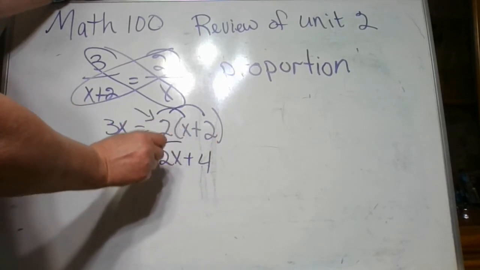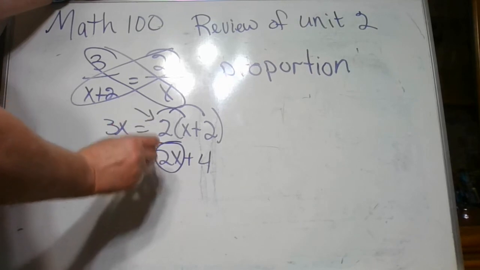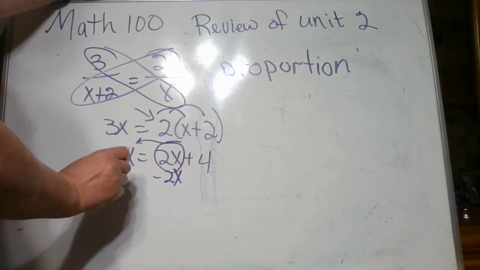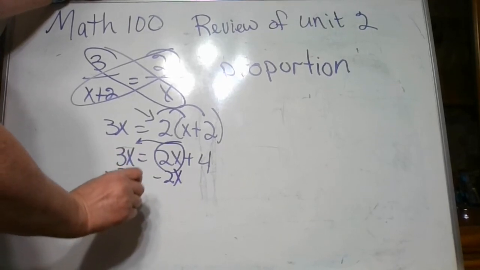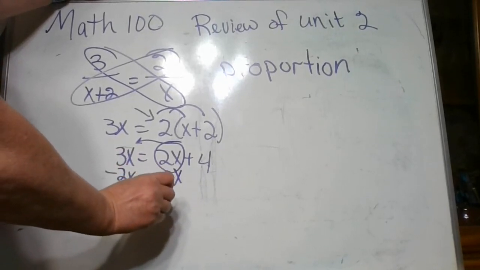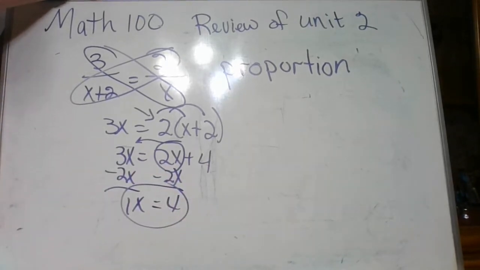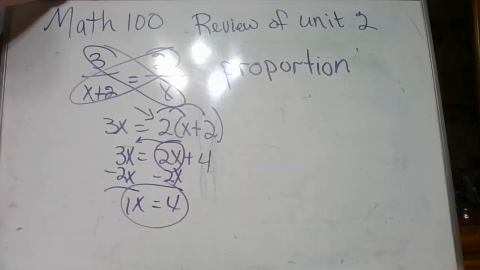Then I need to move this guy to join his friend over on this side, which means I need to subtract him off here and subtract him off here. I'm left with 1x over here and a 4 over here, so you're finished. X is equal to 4. Now that wasn't so bad, was it?